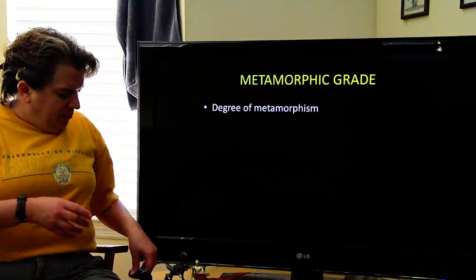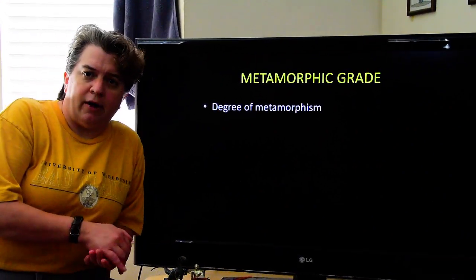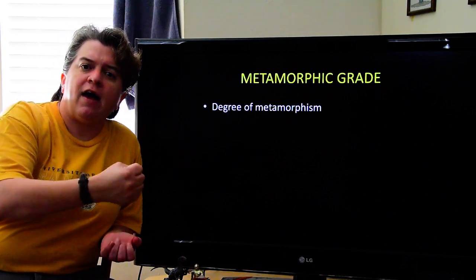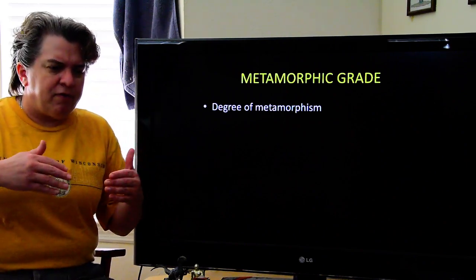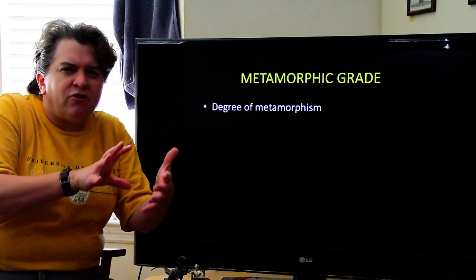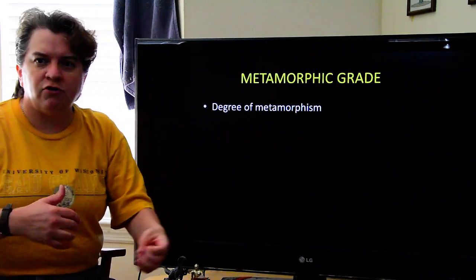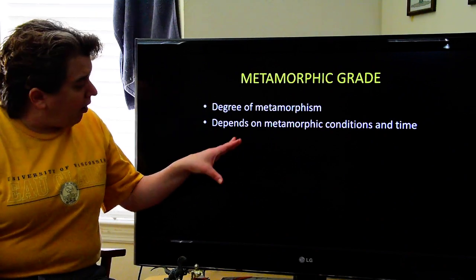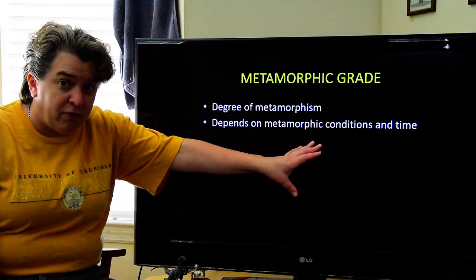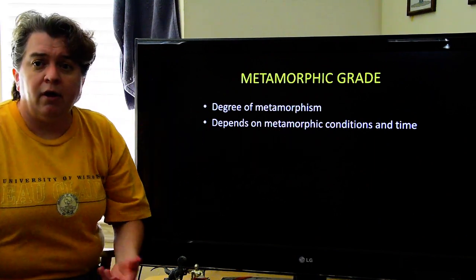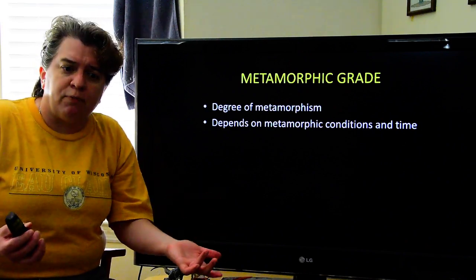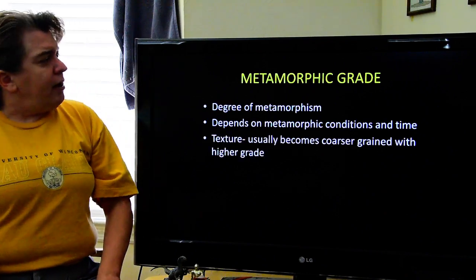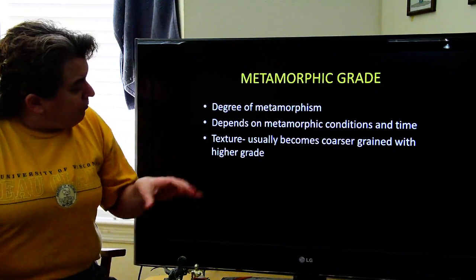All right, so earlier I said we're going to talk a little bit about metamorphic grade. Metamorphic grade being the degree of metamorphism. How much was that parent rock changed? Right? So was it just changed a little bit under low pressure and low temperature, or is that really significantly changed under very high temperatures and pressures? And it really depends on the metamorphic condition, right? Especially your temperature and pressure conditions, but also time. And were the rocks under these pressure and temperature conditions for a long period of time or for a very short period of time?